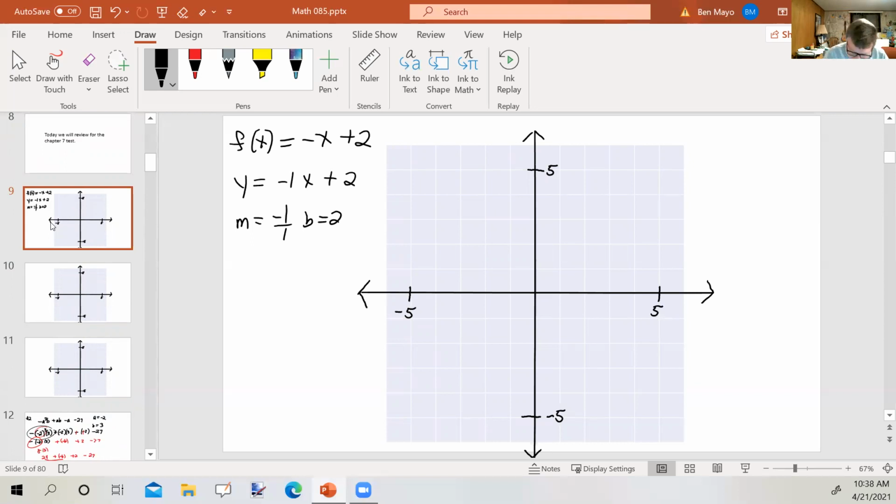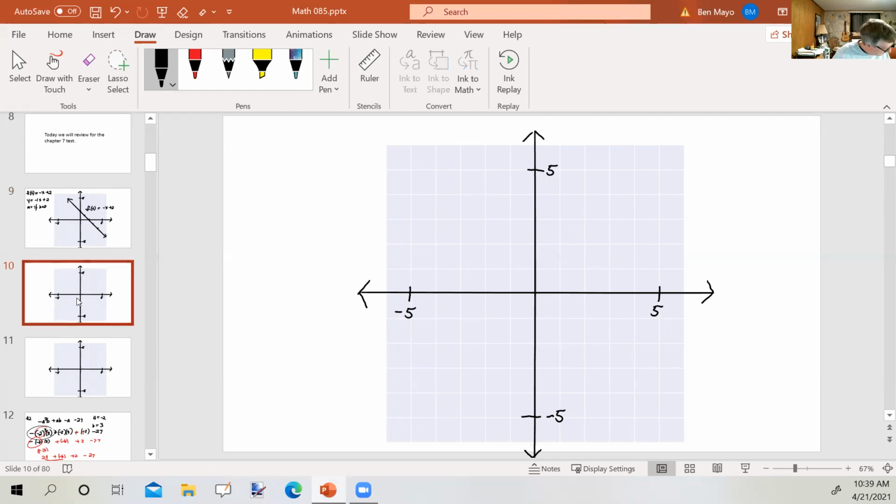So on the graph, we've got a y-intercept at 2, and the slope going from left to right goes down 1 and over 1, down 1 and over 1, down 1 and over 1. Then after graphing several points, we can line them up with a straight edge, and here we have the graph of f of x equals negative x plus 2. Let's take a look at another example.